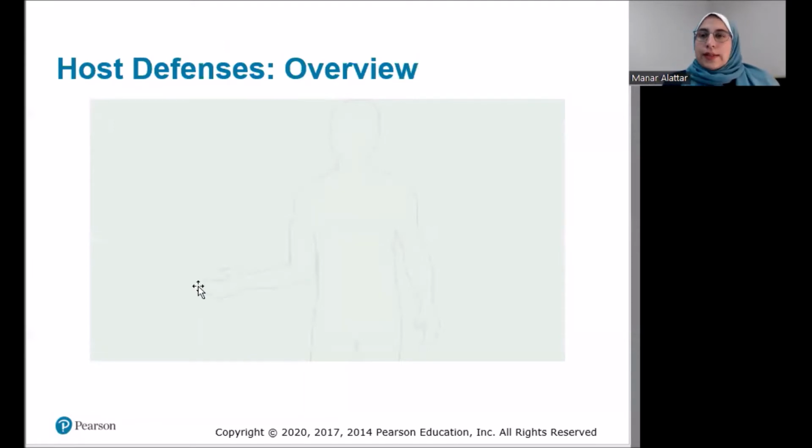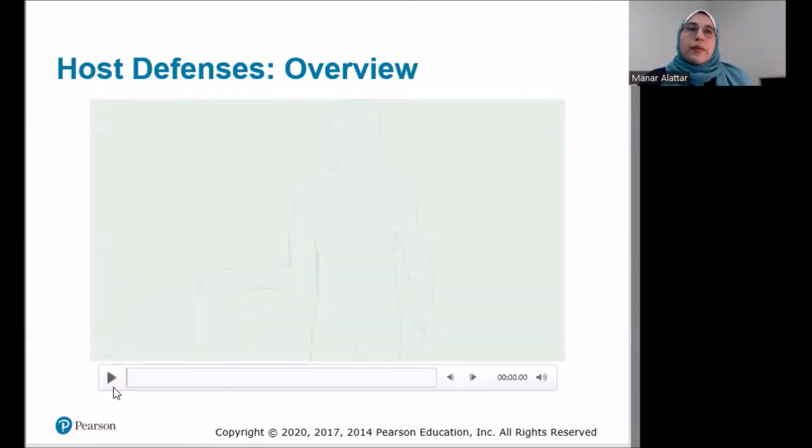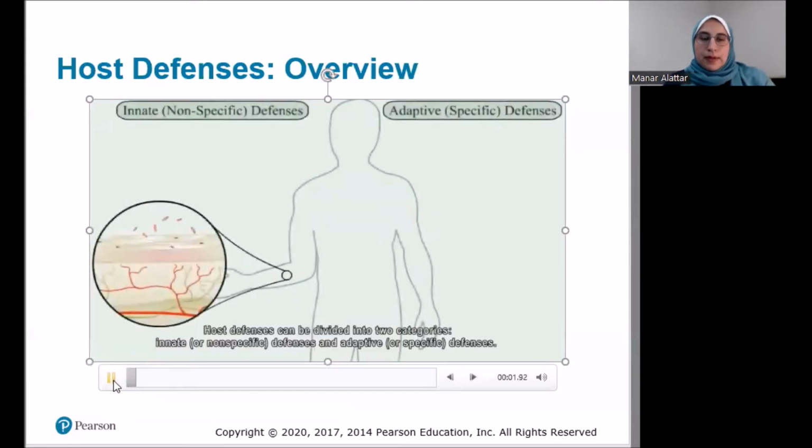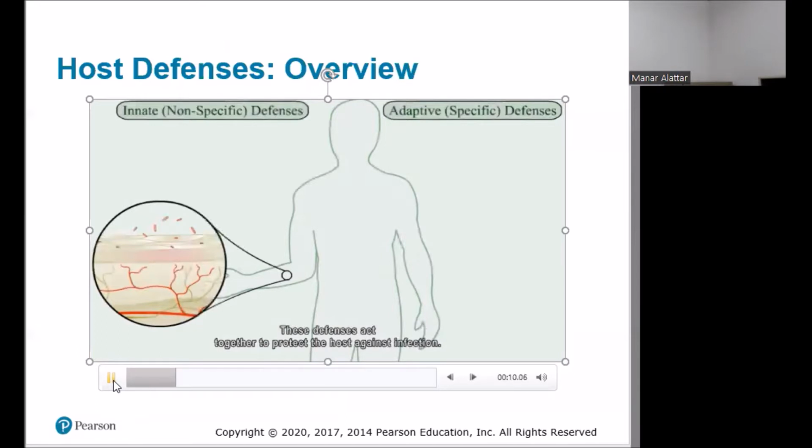Okay, so this provides us a little bit of an overview of the couple of barriers through which our body protects us from microbial agents. Host defenses can be divided into two categories: innate or non-specific defenses and adaptive or specific defenses. These defenses act together to protect the host against infection.